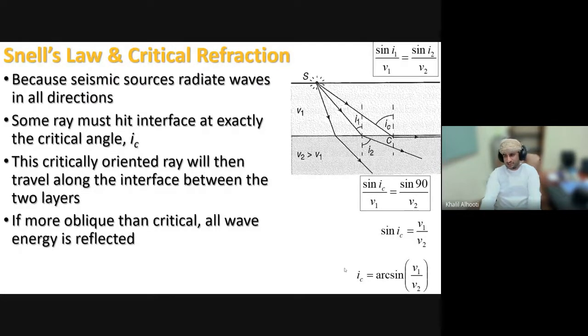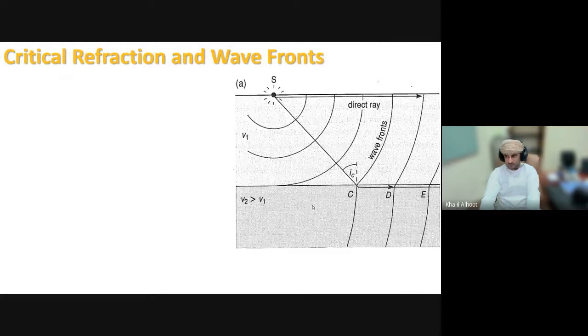So this is how Snell's law works, or what we call critical angle. At one point, the energy will travel parallel to the interface. Here, the energy is traveling parallel to the interface. And I can work out the critical angle by knowing the velocity of the respective layers, V1 and V2. It's just arc sine of this ratio, V1 over V2.